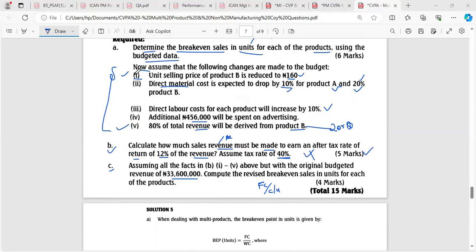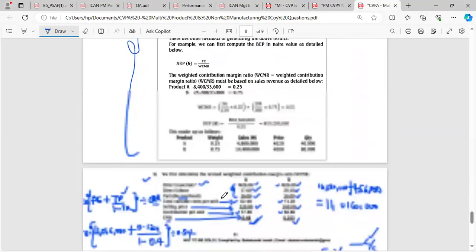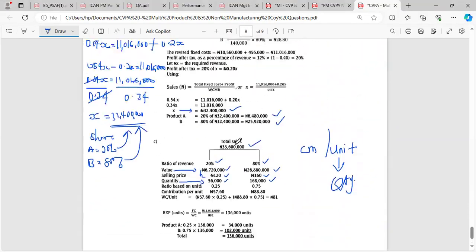And we are still making use of information from I to V. In I to V, we have 80% of revenue for B and 20% for A. So we just need to share this revenue to A and B. Then what we share, we'll divide by the selling price per unit to get the quantity that we sold. So let's come down and see what we did. We share this 33.6 million to product A and product B using 20% and 80%. So product A total sales is 6,720,000, while product B total sales is 26,880,000.